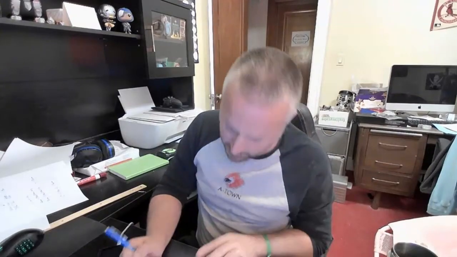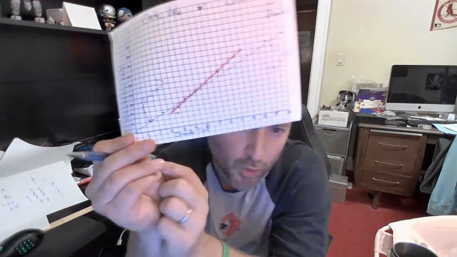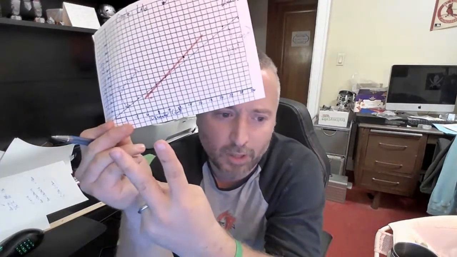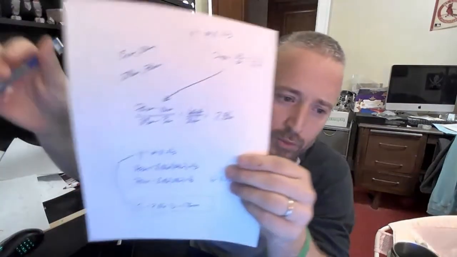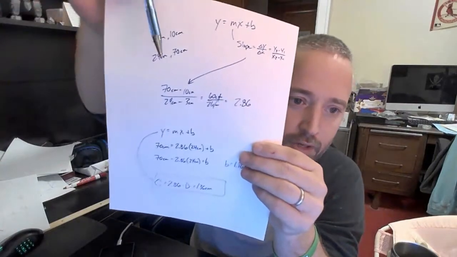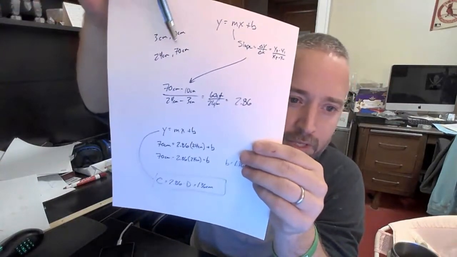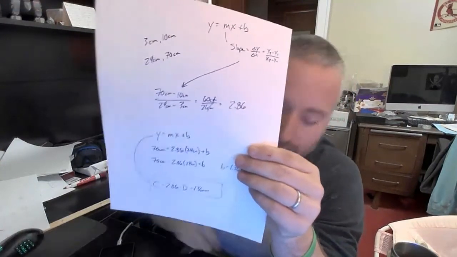Okay, so you have to get 2 points off of the line, typical to what you have to do to find the equation of a line in general. And this is the work that I've already done for it. All right, so here are my 2 points right here: 3, 10 centimeters and 24, 70 centimeters.